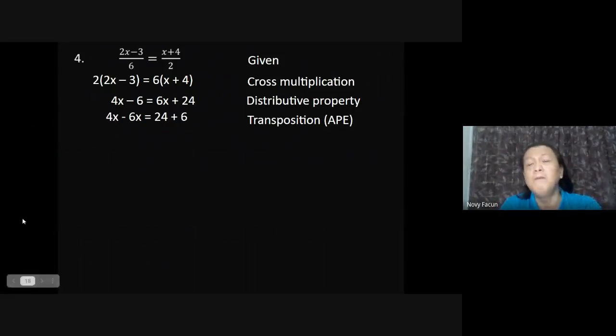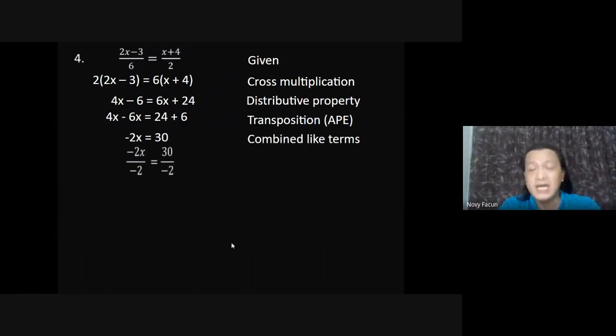Okay, and then you can now combine similar terms. So 4x minus 6x, this is negative 2x. Mas malaki yung negative mo. Kaya remember, that is the subtraction of polynomial. And this is 24 plus 6, 30 na yon. And then, kailangan natin tanggalin yung negative 2. So divide by negative 2 both sides of the equation. Or dito yung in-apply natin na multiplication property. Shortcut lang natin dito. Instead of multiply both sides by negative 1/2, pwede mo siya i-shortcut na divide by negative 2 na lang siya. Okay. And that is cancel na yung negative 2.